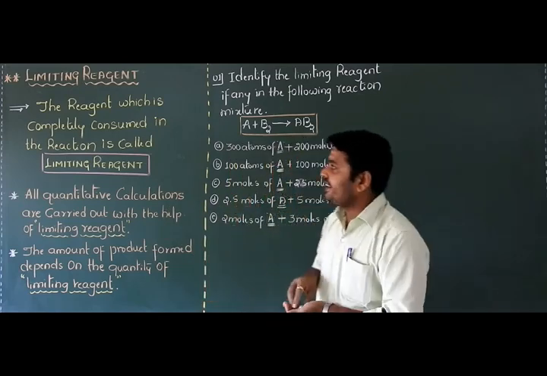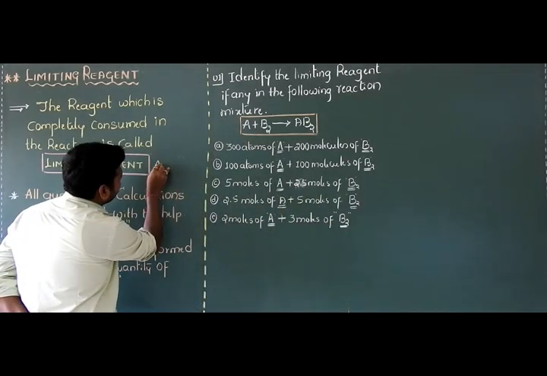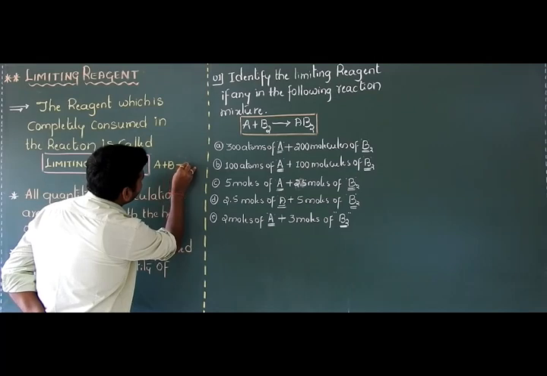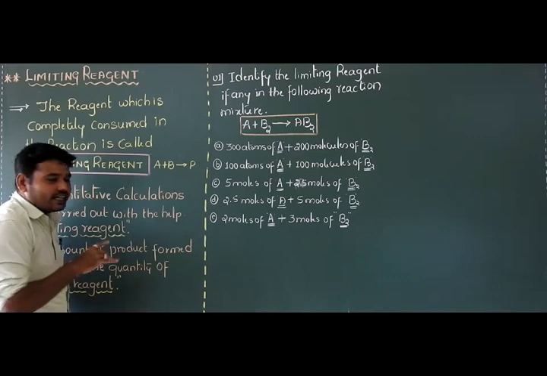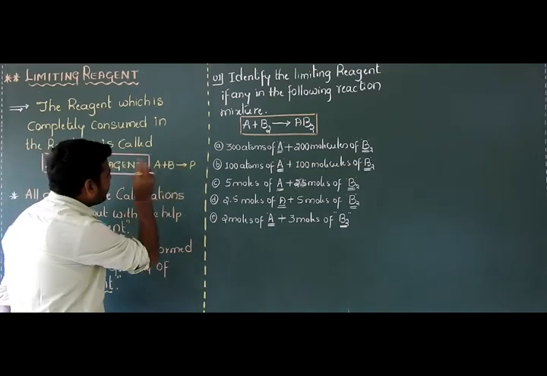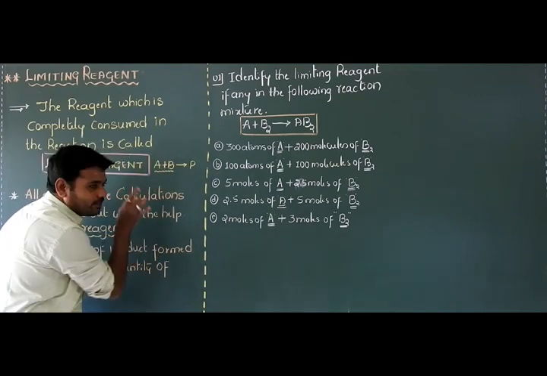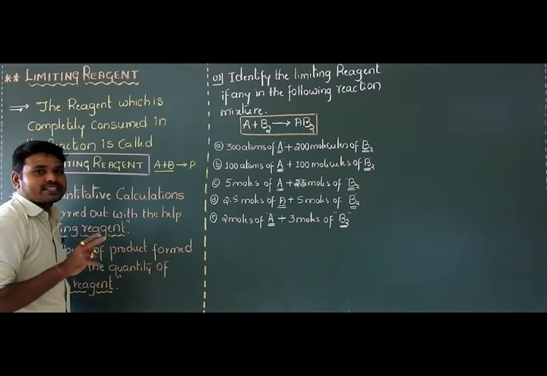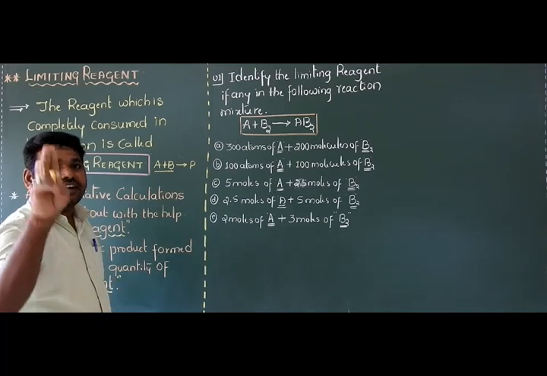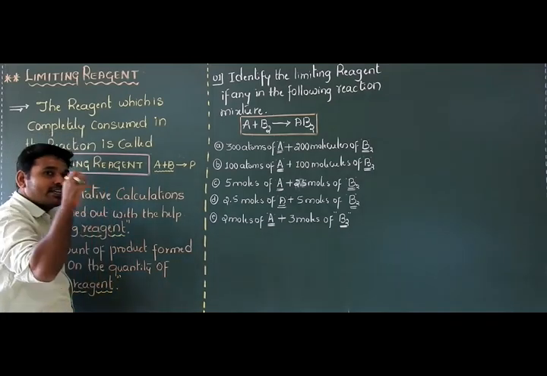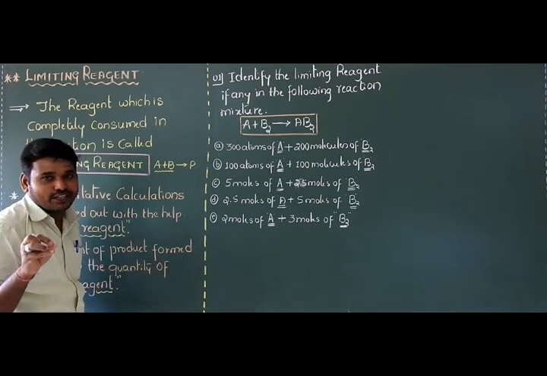And here, let us take an example: A plus B forms product. So this is the chemical equation. A plus B combine to form product P, and in this chemical equation two reactants are present, one is A and one is B. Out of these two chemical substances, one substance is completely consumed during the chemical reaction, whereas the second substance is not completely consumed. Please listen to the example carefully.